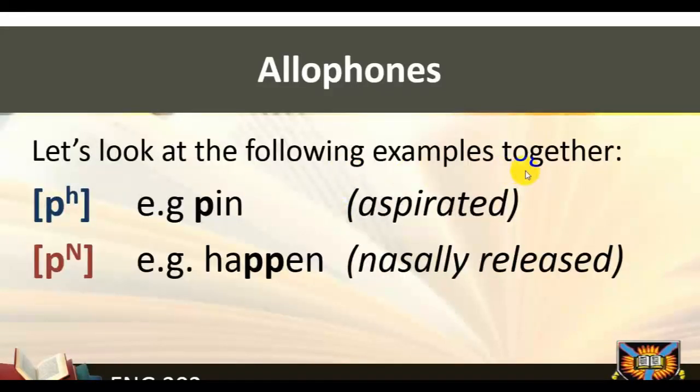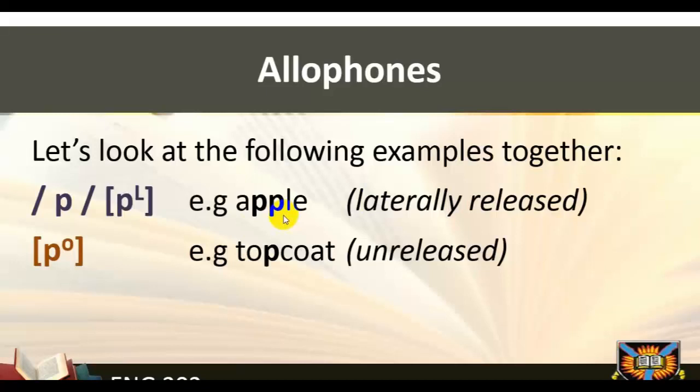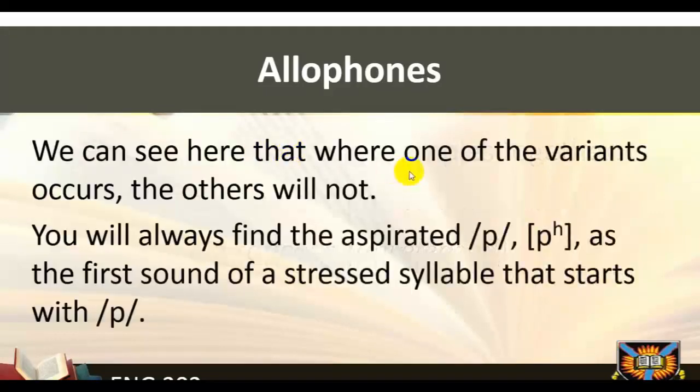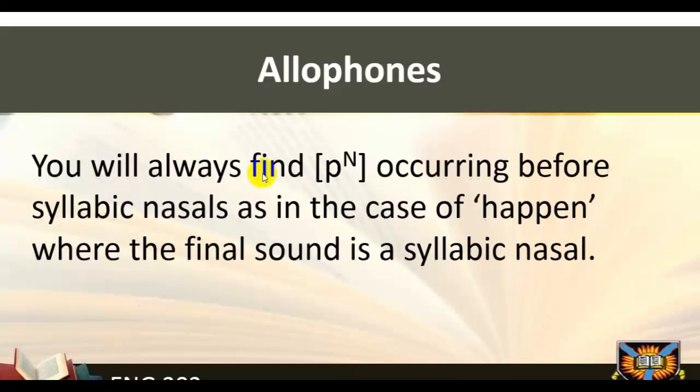Let's look at the following example. PH, e.g. pain, aspirated. PN, e.g. happen, nasally released. PL, e.g. apple, laterally released. PO, e.g. topcoat, unreleased. We can see here that where one of the variants occurs, the others will not. You will always find the aspirated P, PH, as the first sound of a stressed syllable that starts with P. You will always find PN occurring before syllabic nasals, as in the case of happen, where the final sound is a syllabic nasal.